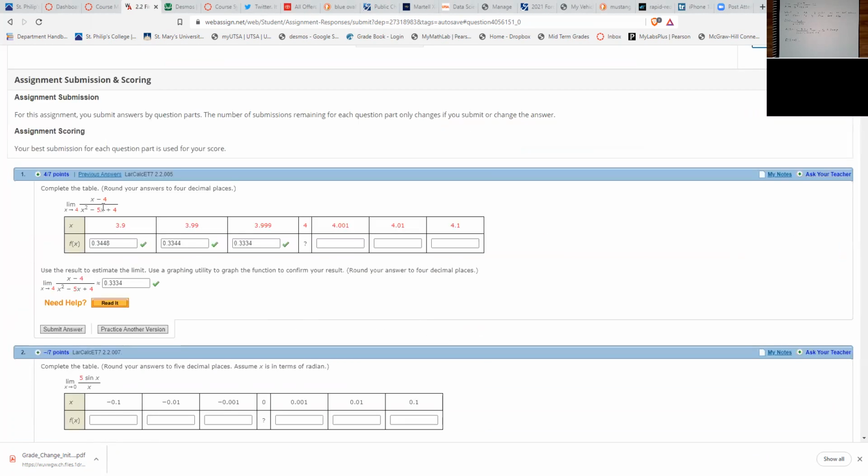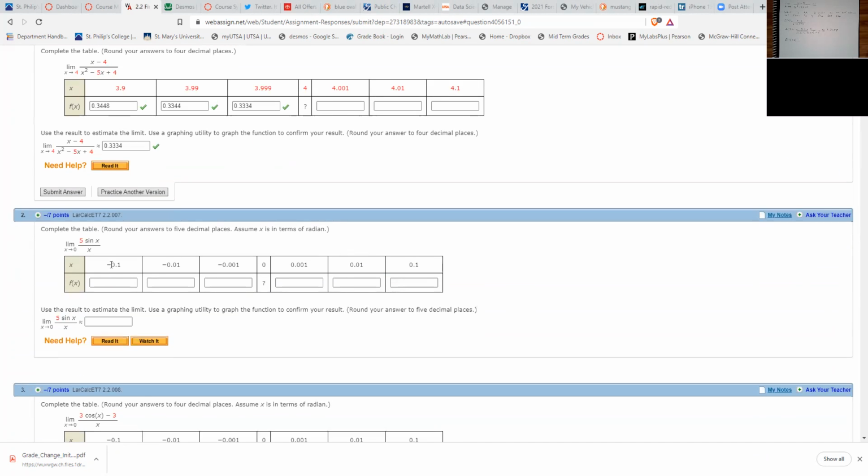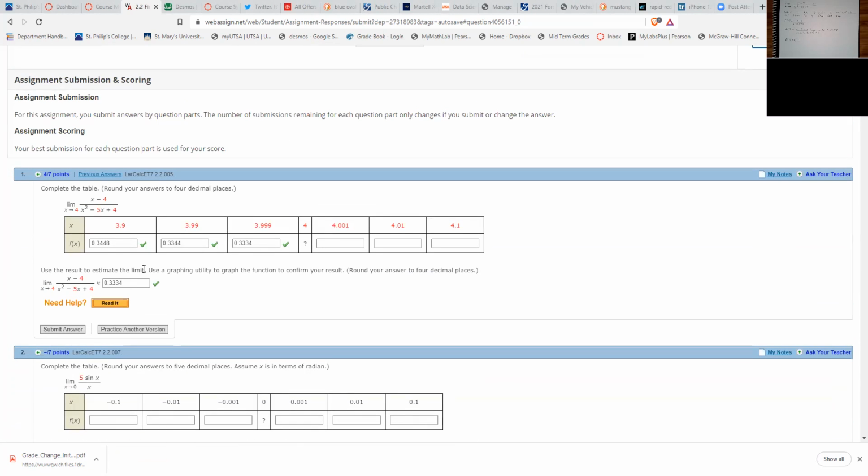You guys cool on number one? Yes, sir. Basically, the number it's getting closer to will be the constant. Yeah, so whatever number you're approaching from the left side and right side will be your limit. And the number you're looking at will be whatever is right here. That's why 4 is right there.